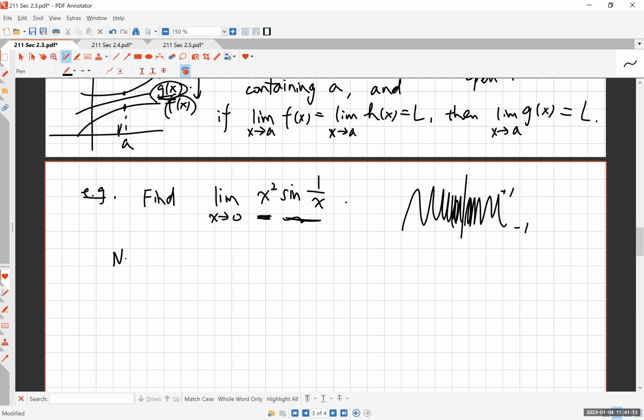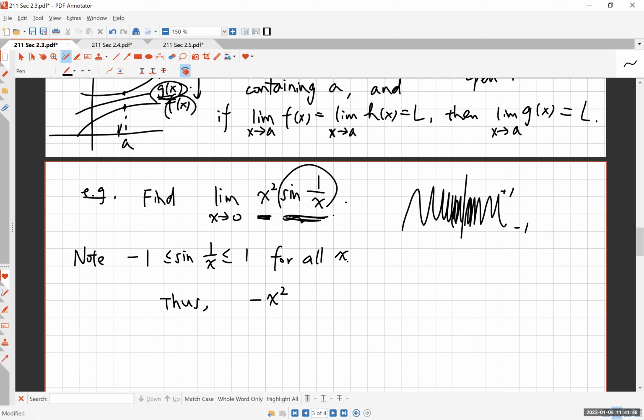Okay, so now note that the sine of anything is at most 1 and at least -1, right? So it's always going to be between +1 and -1 for all values of x. So this thing has an upper limit and a lower limit. And thus, therefore, okay, -x squared, replace this by -1.